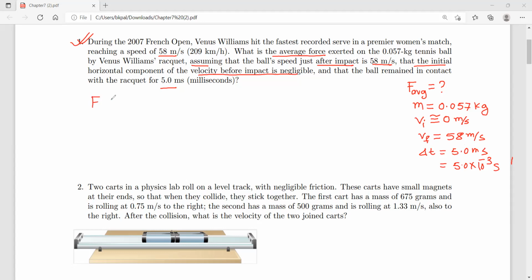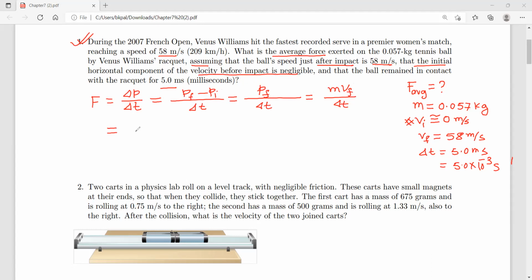So with this information, how do we calculate the average force? If you remember, one of the equations was F equals delta p over delta t. The force is equal to the rate of change of the momentum. The change in momentum is the final momentum minus the initial momentum, and delta t is delta t. The initial momentum is equal to 0, because vi is equal to 0. So we can write this as m vf over delta t.